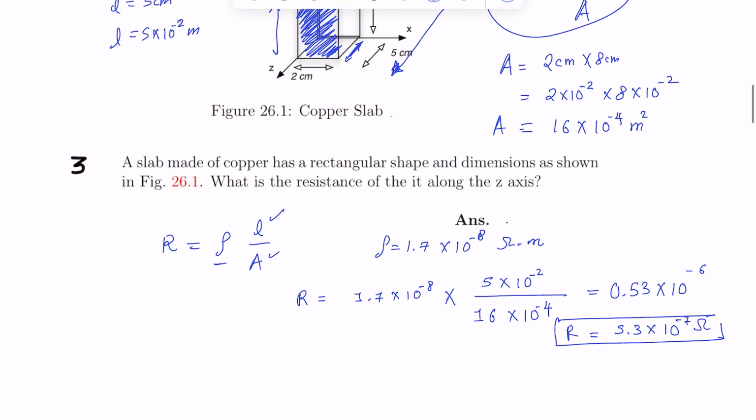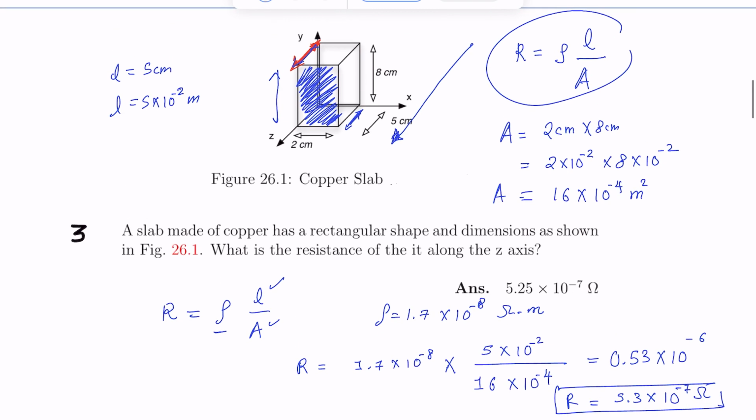Okay, let's see. Awesome. 5.3, it is alright. 5.3 times 10 to the minus 7 ohms. That's how you do this kind of problem.